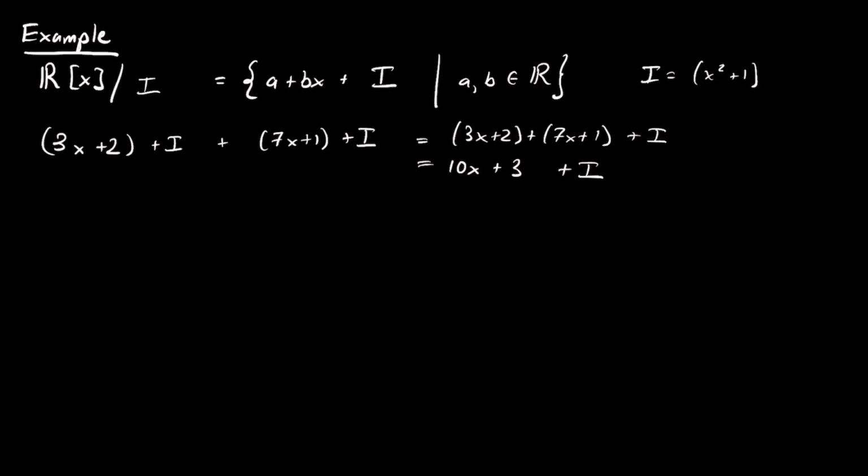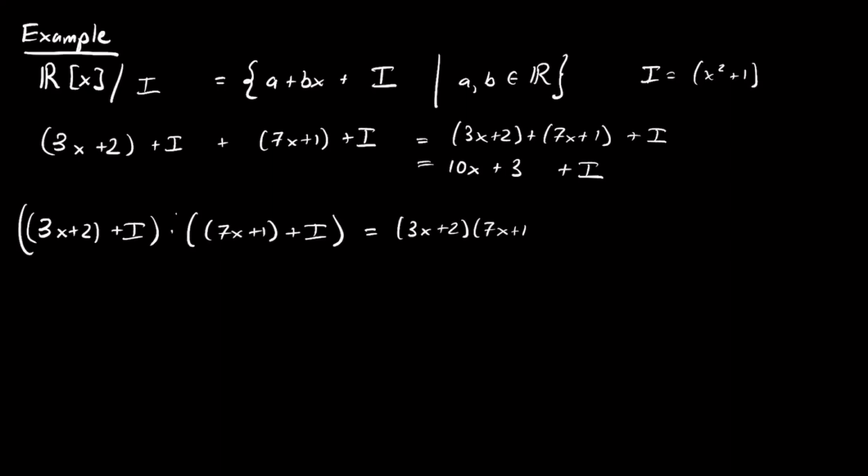This becomes more interesting when I do multiplication. So let's try to multiply these two elements together. If I do 3x plus 2 plus I, and I want to multiply 7x plus 1 plus I. Okay, so what does our definition say? Our definition says just multiply these two polynomials together. So 3x plus 2 times 7x plus 1, plus I. And let's see what we get. We are going to end up with 21x squared plus 17x plus 2 plus I.